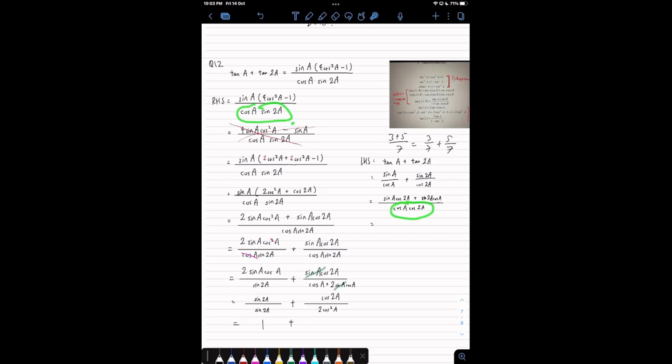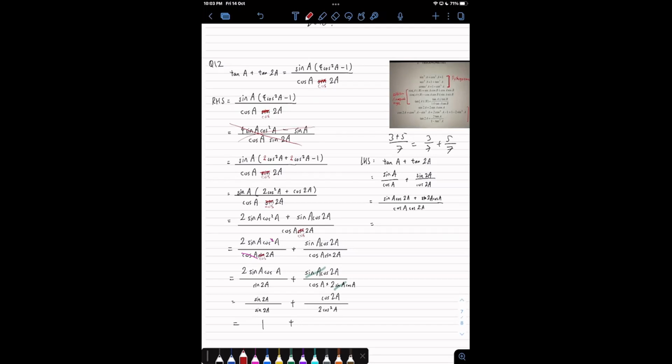Did I copy the question wrongly? Let me double check the question. Yes, no wonder we are lost all the way. I copied the question wrongly. I'm so sorry. Okay, that's actually fine. I'm okay with it. Sorry. Let me just correct that.